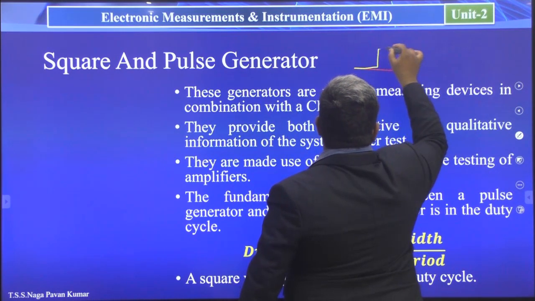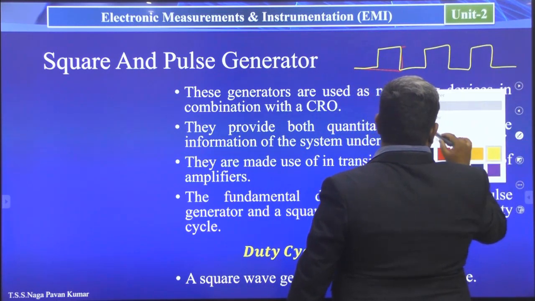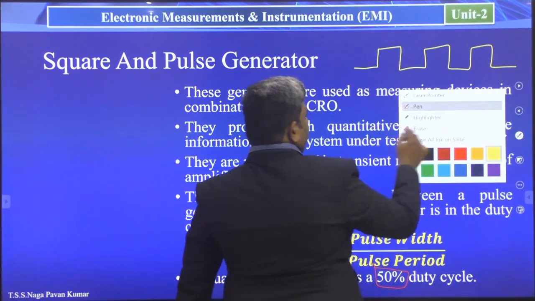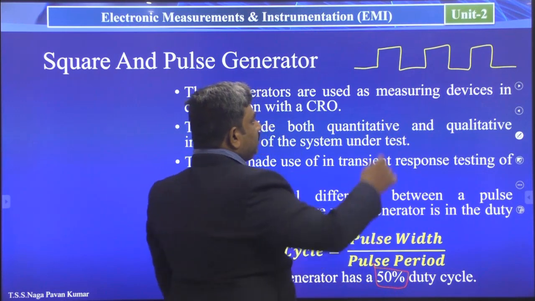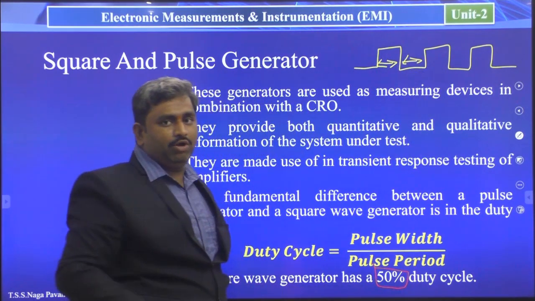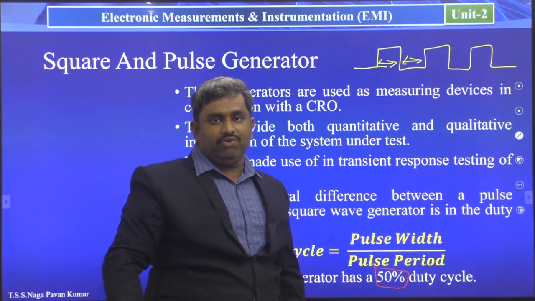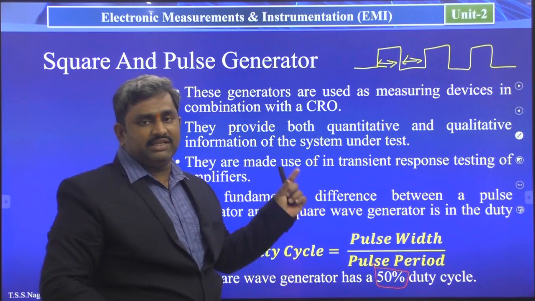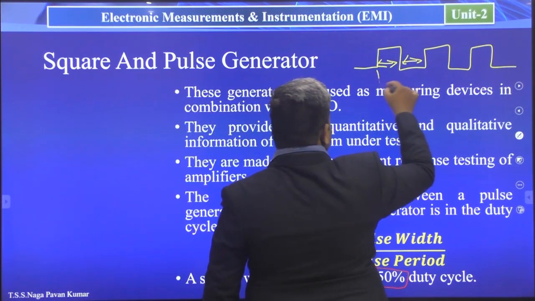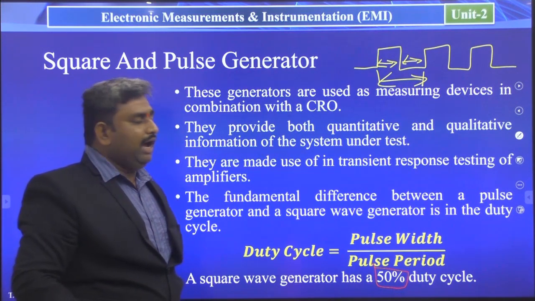See here, this is a square wave. This is one square wave. In this square wave, if the time period of high level logic and the time period of low level logic are equal, then we call this signal one with a duty cycle of 50%. That is the total time period of one positive and negative logic time period.